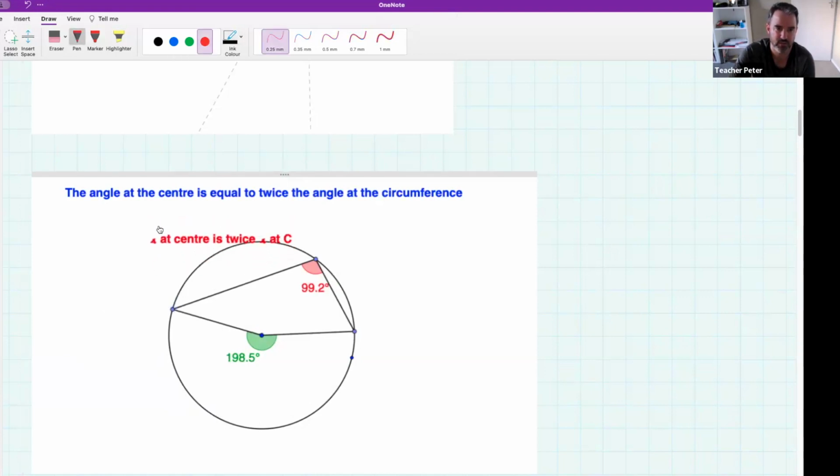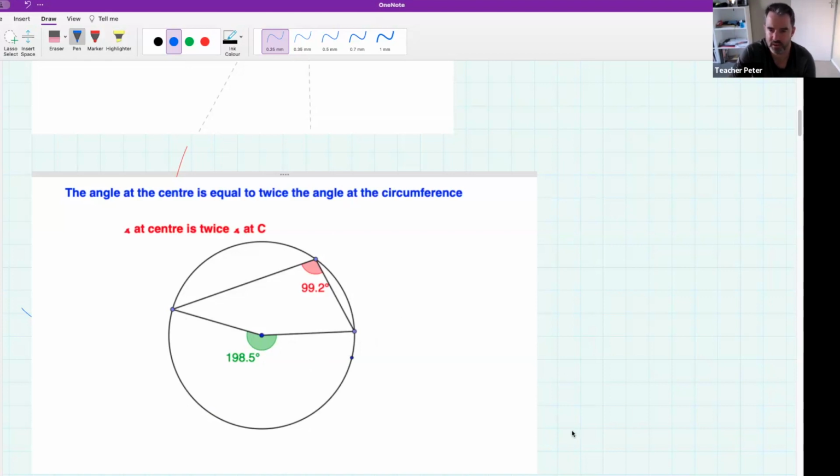Imagine the major arc going all the way around here and then making an angle at the center. That angle is going to be that 198.5. So it's going to be that one there. But then what is the angle at the circumference? It's going to be the red one here. It just looks a bit different because of using the major arc.